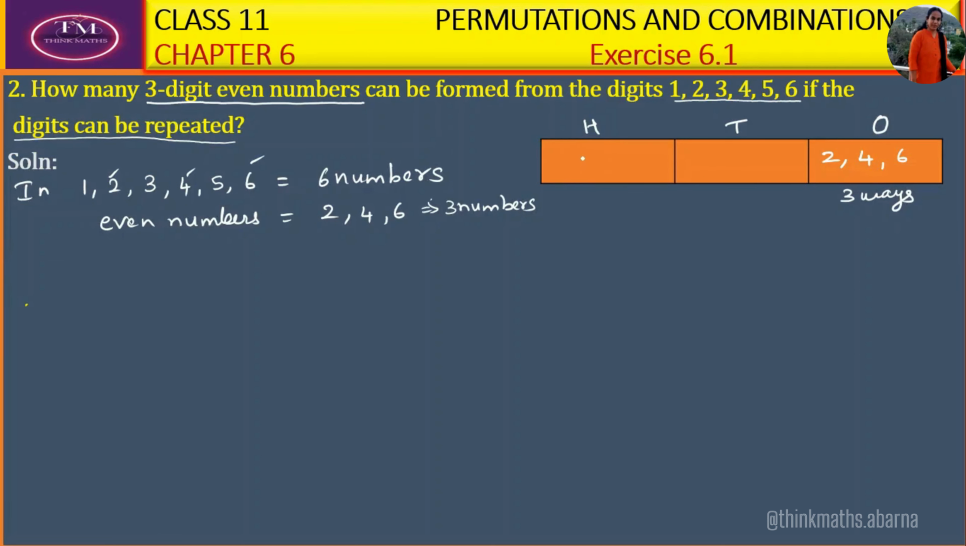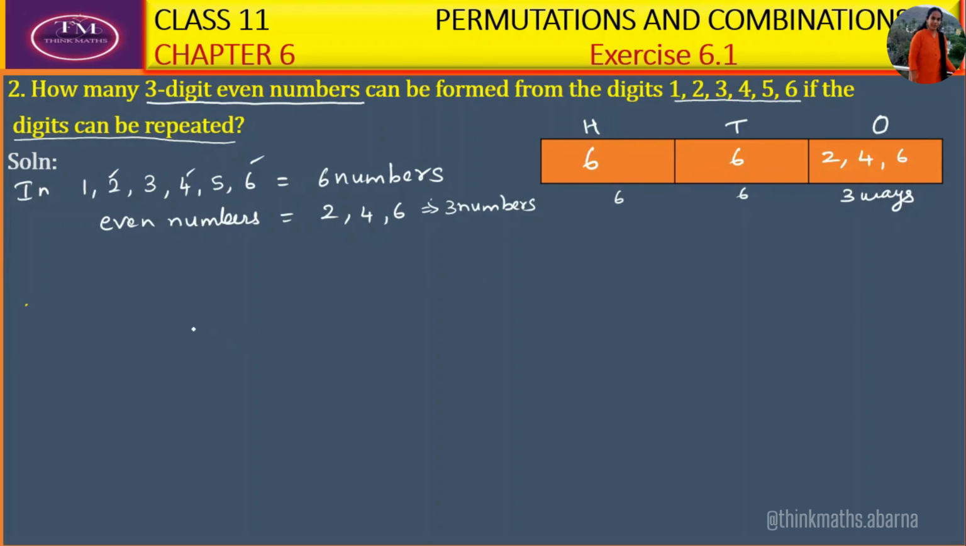Here we need not fill only the even number. Also in the 10th place, no need to fill only the even number. So we have all 6 options for the 100th place. As digits can be repeated, you can use any number. You can use even 246 or 135. So all 6 options are there. So it is 6 into 6 into 3.